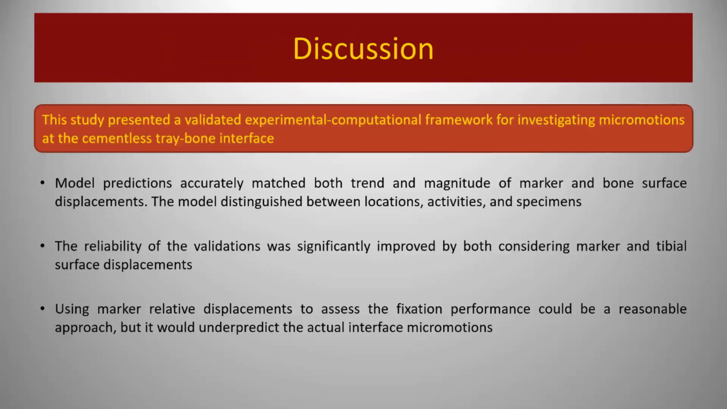This study presented a validated experimental computational framework for investigating micromotions at the cementless tibia-bone interface. Model predictions accurately matched both trend and magnitude of marker and bone surface displacements. The model distinguished between locations, activities, and specimens. The reliability of the validations was significantly improved by considering both marker and tibial surface displacements.